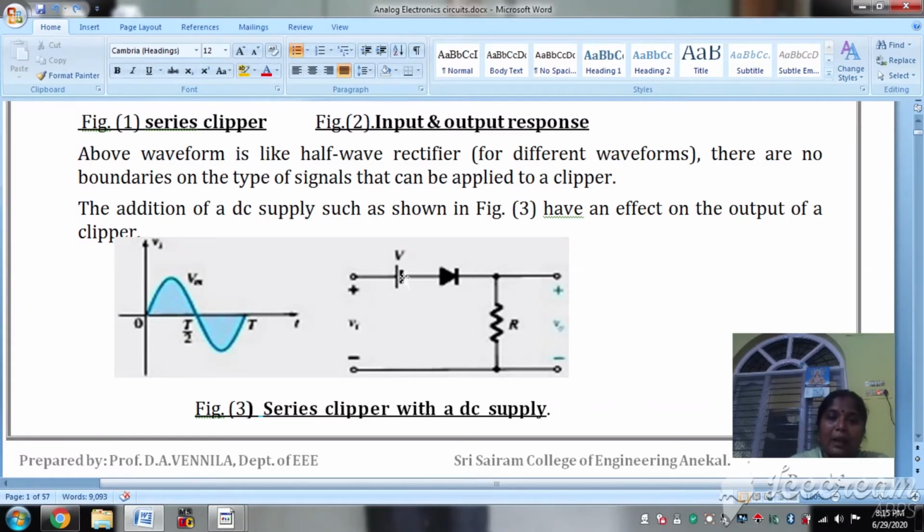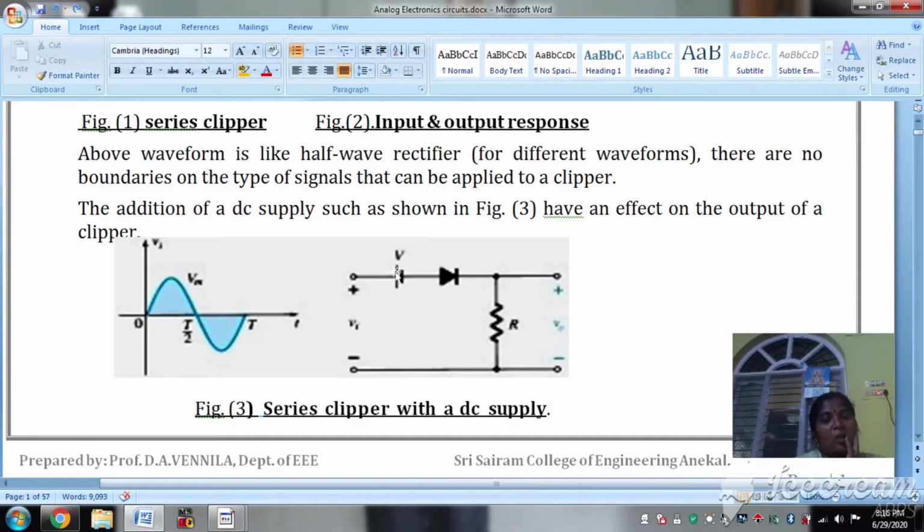The negative of this DC supply is connected in series with the positive of the diode. Here I am going to give the input peak to peak. Assume the positive peak is 2 volt and the negative peak is 2 volt. For example, listen carefully: the positive peak of this input is 2 volt and the negative peak is 2 volt, and this DC voltage is 1 volt.